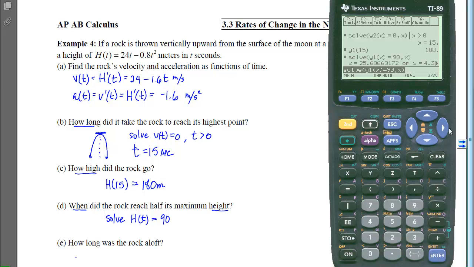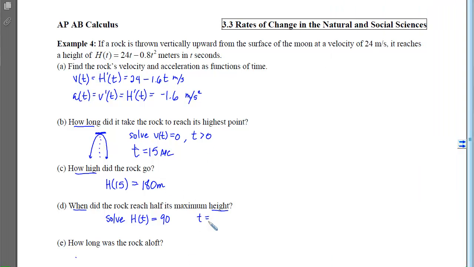And I see a 25.606 and then a 4.393. So we're going to put those down. 4.393 and what was that, a 25.607. I'm going to round up. So back here on when did it reach half of its maximum height, we have 2 times. We get once on the way up, and we get another time when we're on our way down.